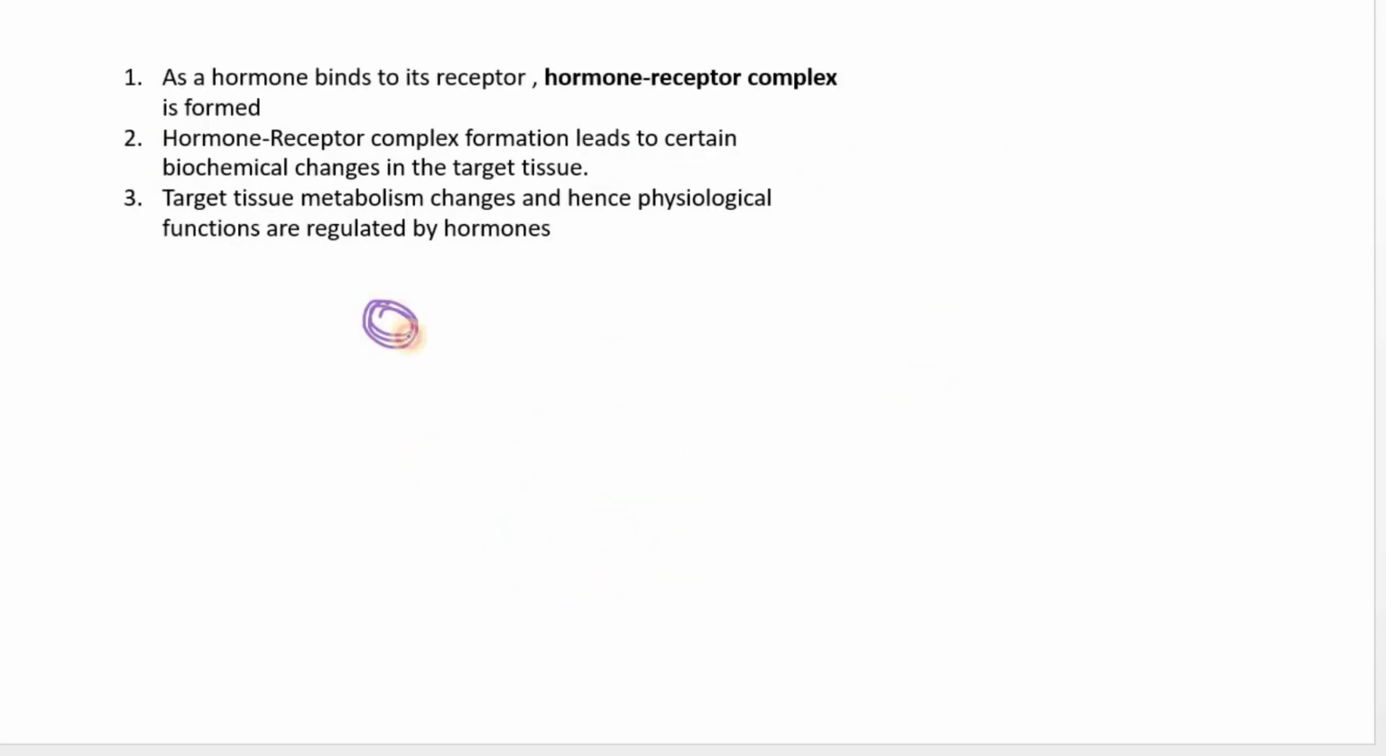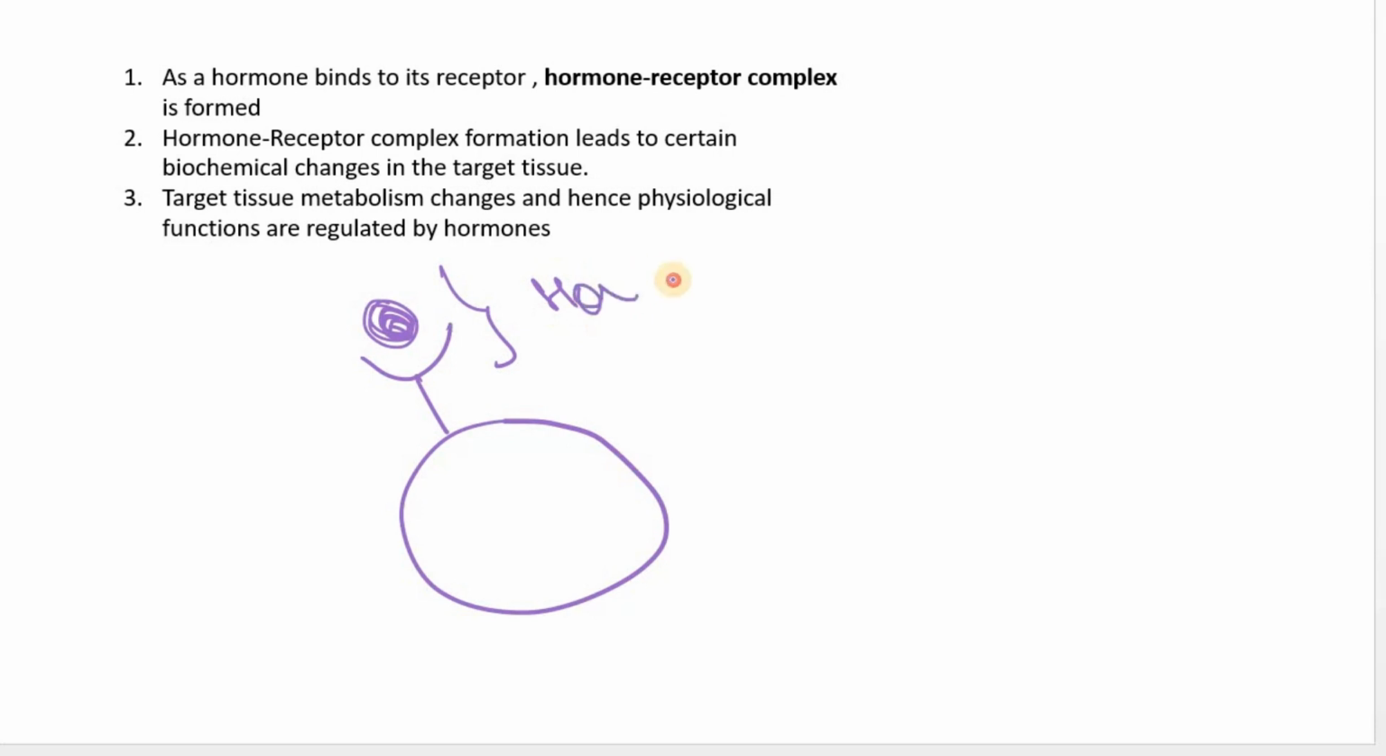A hormone comes and binds to a specific receptor that is present on the membrane of the cell or inside of the cell, and a complex is formed, which is known as the hormone receptor complex. This hormone receptor complex leads to several biochemical changes in the target tissue, and later the physiological function is executed.